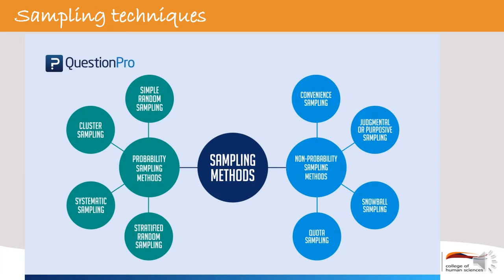Convenience sampling is probably the most commonly used type of non-probability sampling, and it entails that the researcher selects a sample based on what is convenient in terms of logistics, costs, and so on, while still keeping in mind that the selected sample should share the characteristics that the researcher is interested in.